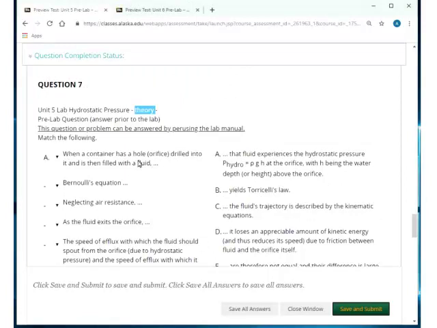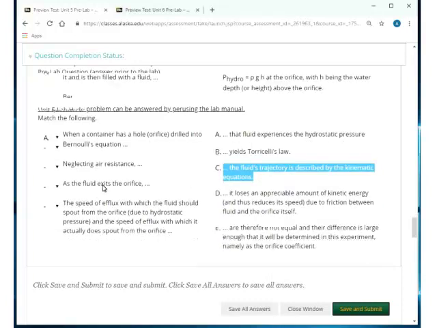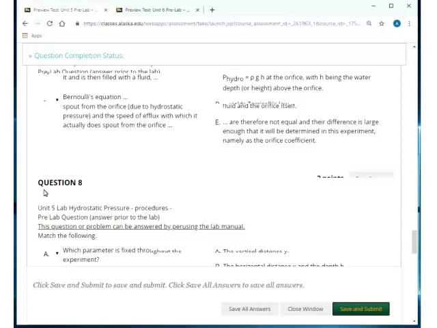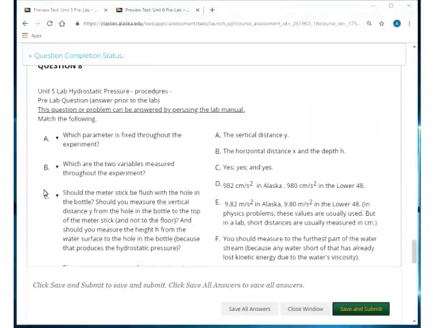When a container has a hole, an orifice, drilled into it and is then filled with fluid, that fluid experiences hydrostatic pressure. Pressure equals density of the water times gravity times height, with h being the water depth or height above the orifice. Bernoulli's equation, when you look in the theory part, yields Torricelli's law. Neglecting air resistance, the fluid's trajectory is described by the kinematic equations, and so on. So these statements here are mostly in the correct order.